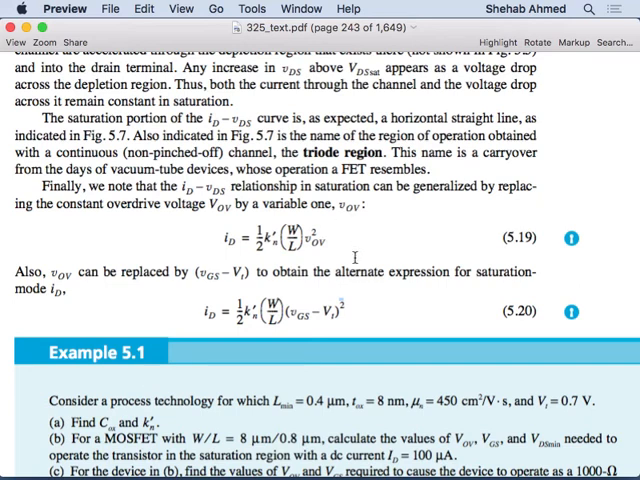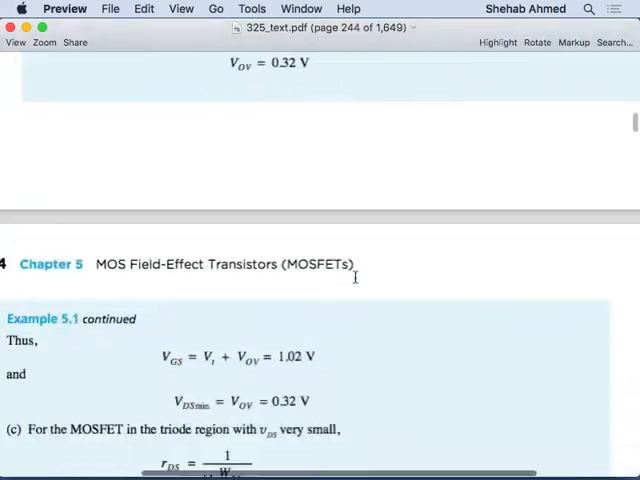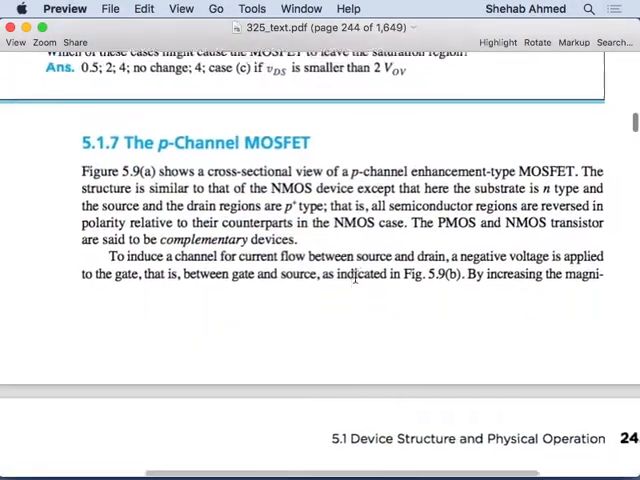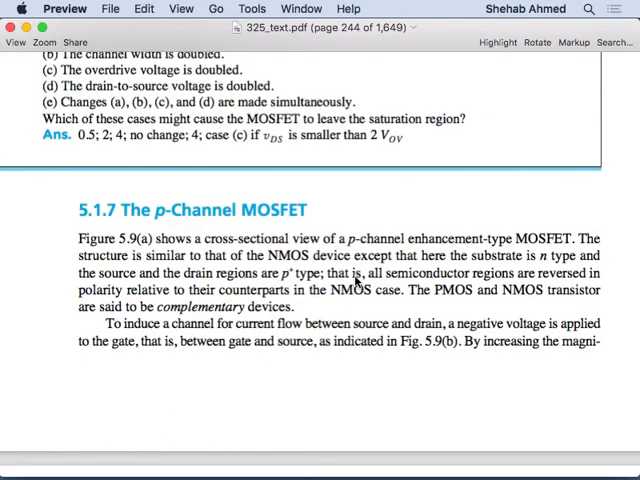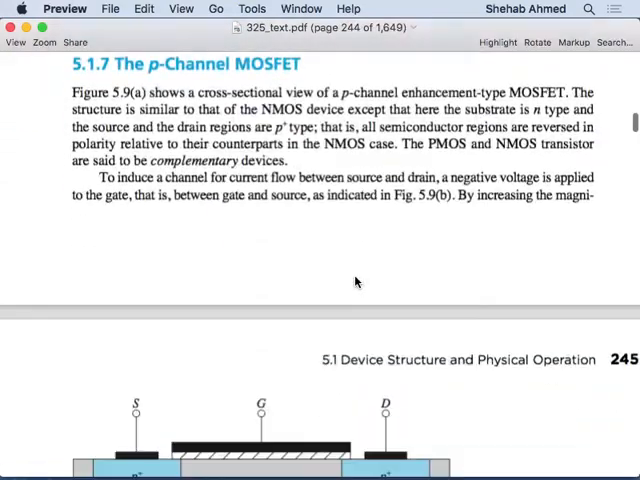After saturation, what will you use? This. Right? Only. It will not change. So, yeah, we'll stop here. So this covers the whole characteristic, okay?